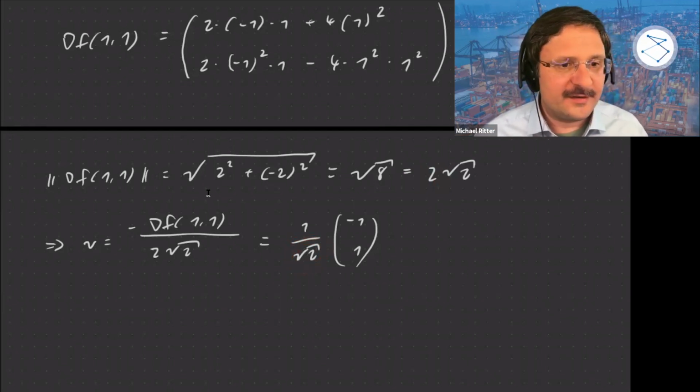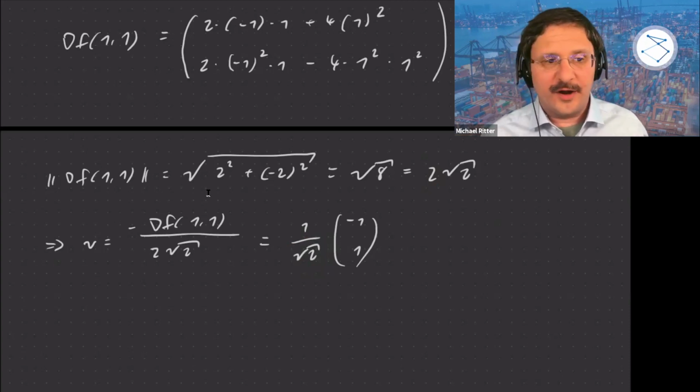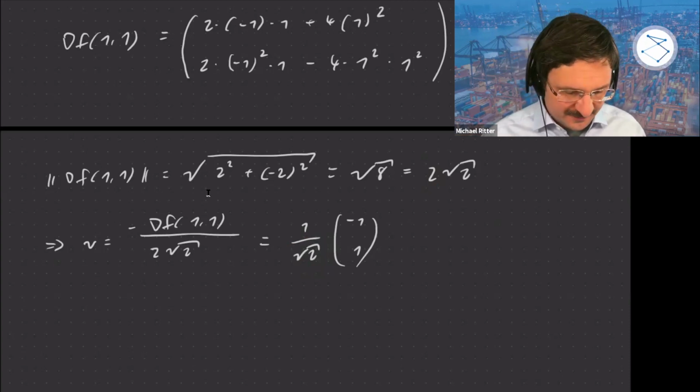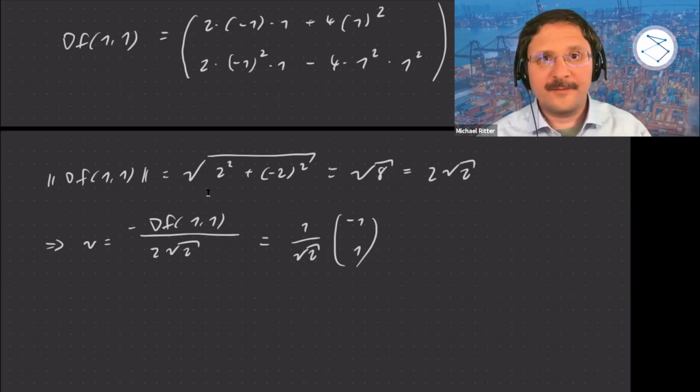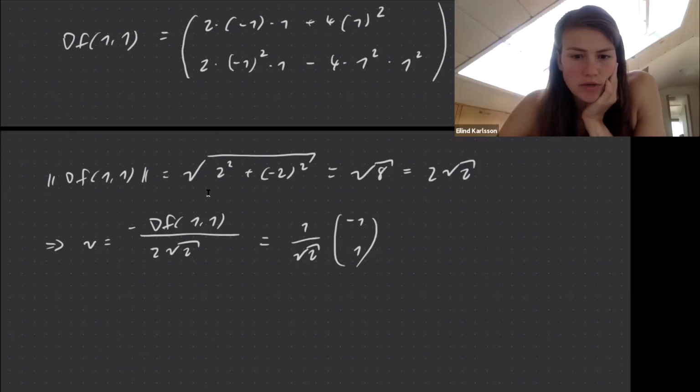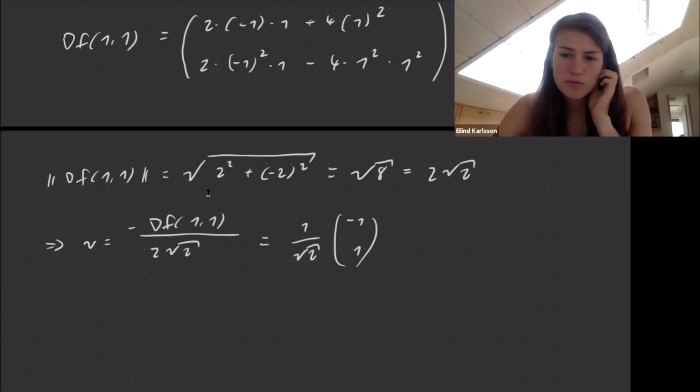Good. So that's the search direction that we wanted here. Questions? There's one question about when they need to normalize this vector and when they don't. And if you can comment on that.